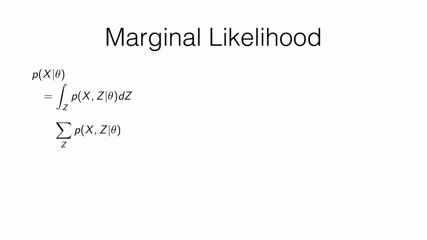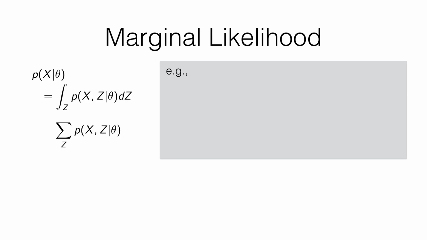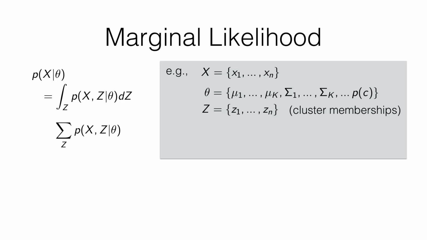And the running example and the main motivation for discussing this idea is the Gaussian mixture model, where our data comes in the form of a bunch of data points. Our parameters come in the form of a bunch of Gaussian means and Gaussian covariances and some mixture probabilities, or a prior mixture probability. And our latent variables are the cluster memberships. The z's are the cluster memberships for each point. So for each point, it's going to have a multinomial variable that tells you which cluster it belongs to.